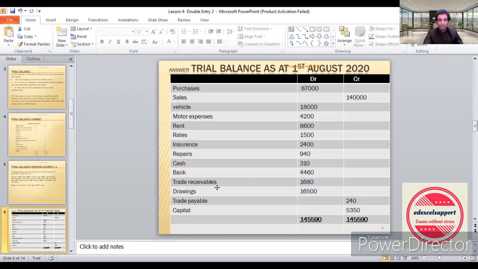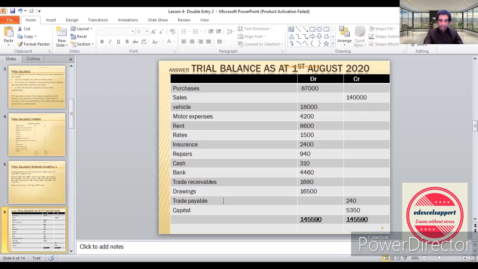Trade receivables, the traditional term is debtors, so they are assets, current assets, so they are debit. Drawings is an expense, debit. Trade payable is a liability, we called it creditors before, so it's credit. Capital is credit since it comes under liabilities. Now you balance off. Now you total it. When you total it, both sides should be equal. In this sum, the total will be 145,590.